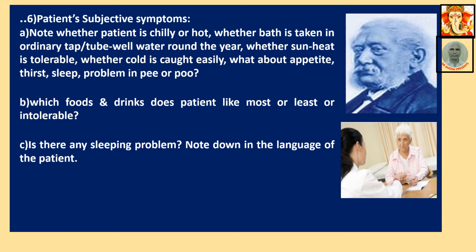Number B, which foods and drinks does the patient like most, least, or intolerable? These are all subjective symptoms. That is, these symptoms represent the total patient, his total, either mental general or physical general symptoms. General means it covers the whole being. Is there any sleeping problem? Note down in the language of the patient. Mind, most of the symptoms should be noted as the patient speaks, in that particular form.